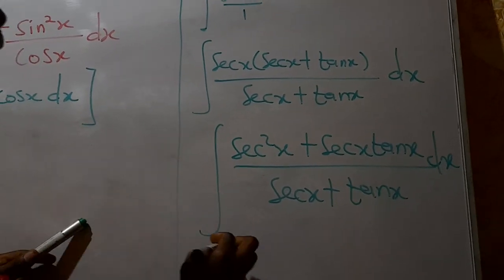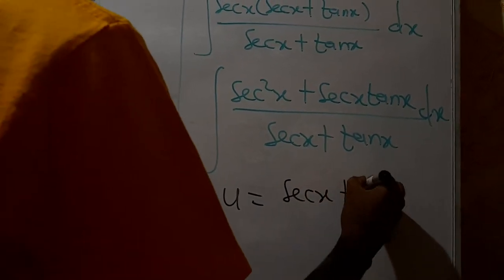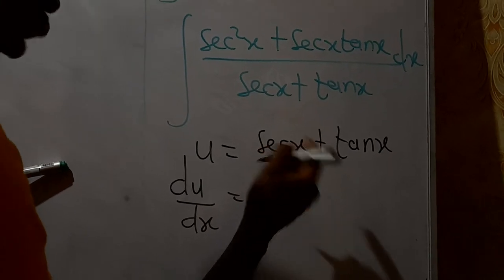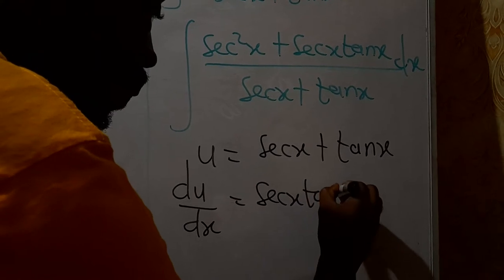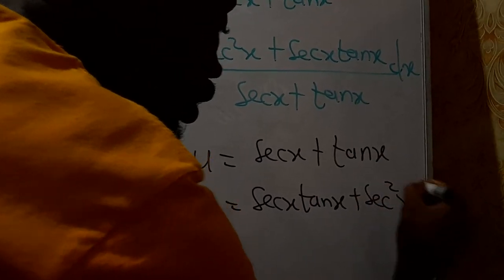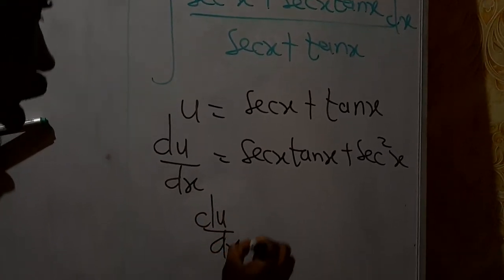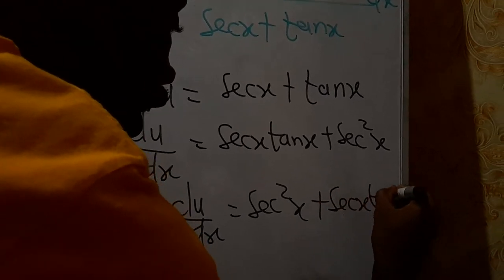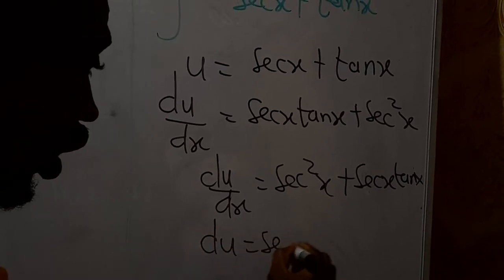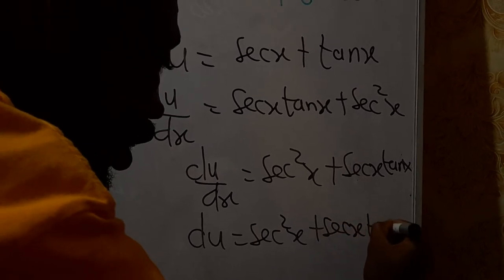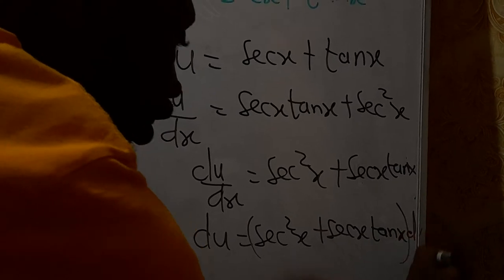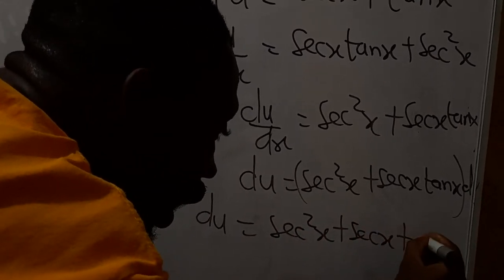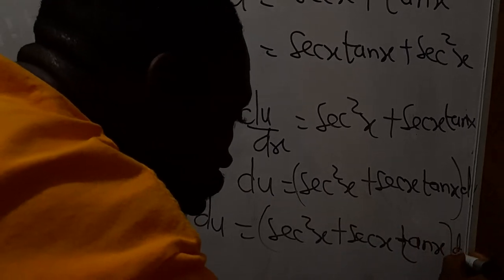How do we do this? We let u be equal to sec x plus tan x. On differentiating, du over dx: when we differentiate sec x, remember, we get sec x tan x. And when we differentiate tan x, we get sec square x. So you can rewrite that as du over dx is equal to sec square x, I'm bringing this one first, plus sec x tan x. I'll make du the subject. Du will be equal to sec square x plus sec x tan x times dx. So our du is equal to sec square x plus sec x tan x all dx.